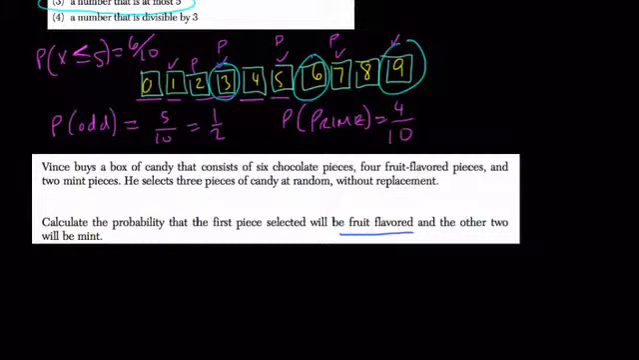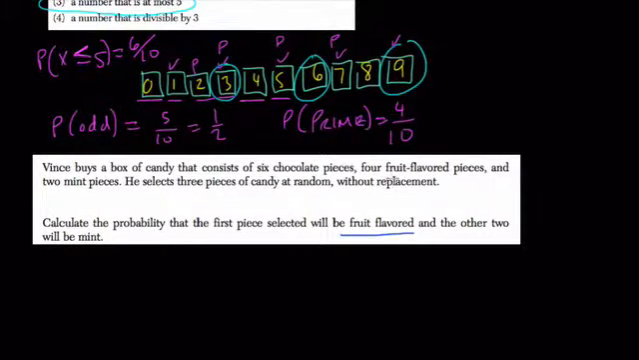Okay, so this person's buying all this candy. You have 6 chocolate pieces, 4 fruit-flavored pieces, right? So 6 chocolate, 4 fruit-flavored pieces, and 2 mint. He selects 3 pieces of candy at random without replacement, so you don't put the candy back. Calculate the probability that the first piece will be fruit-flavored and the other 2 will be mint.